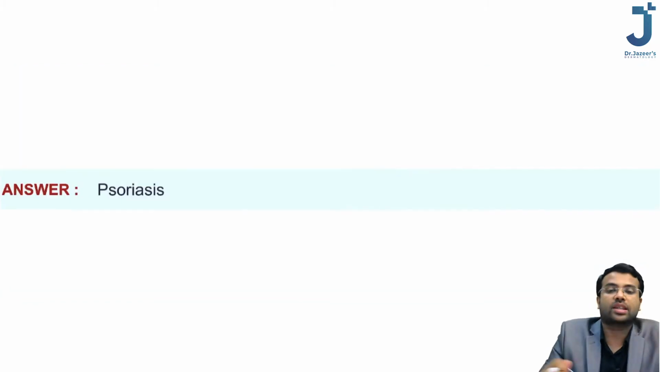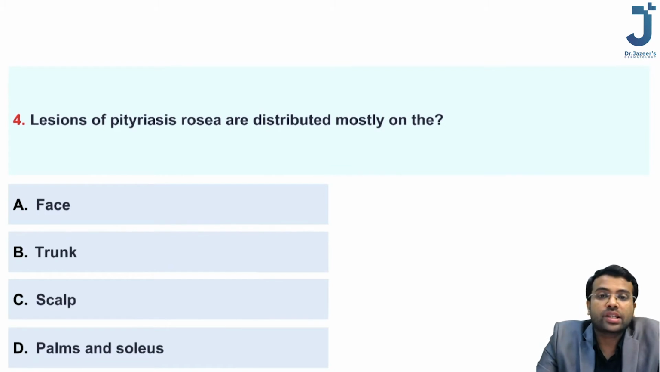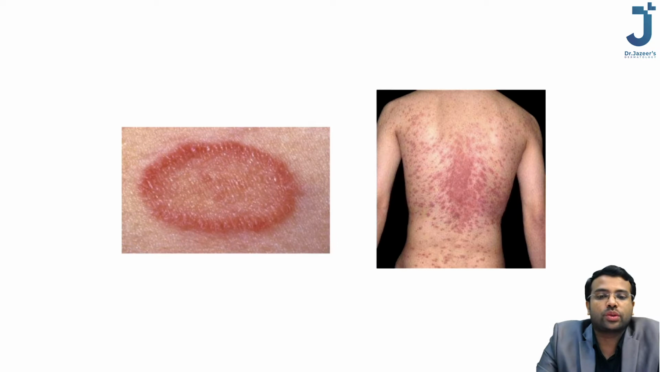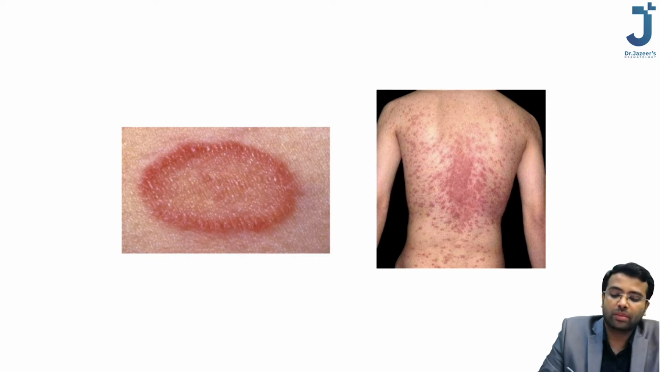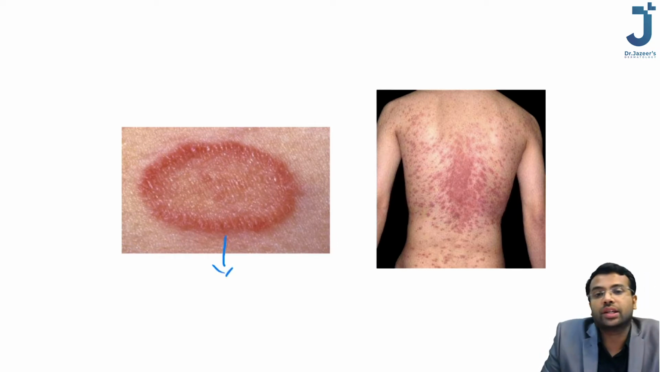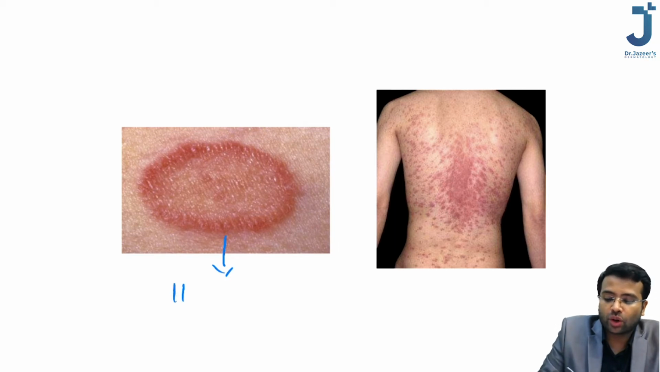So let's see the next MCQ, that is, lesions of pityriasis rosea are mostly distributed on the. So where do you find the lesions of pityriasis rosea? Before you look at the options, let us first understand what is pityriasis rosea. As you can see in this image, the patient may present to you with a single lesion initially. This lesion is called the herald patch, or the mother patch.